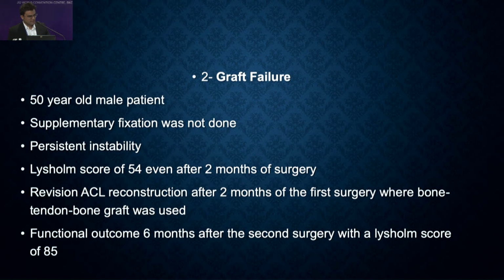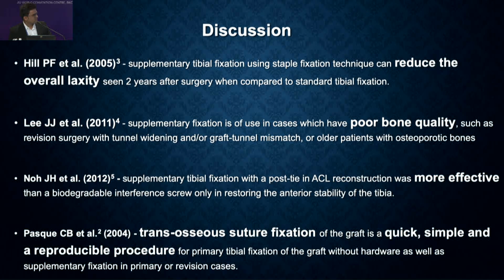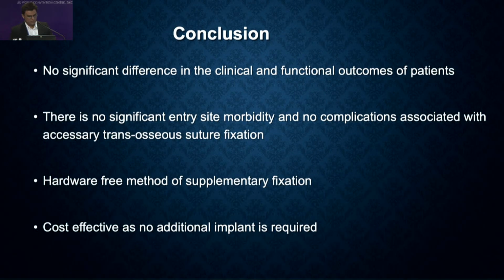This is another case, a 50-year-old male, where supplementary fixation was not done, yet the patient had persistent instability even after 2 months with a Lysholm score of 54, and thus the patient had to be reoperated with revision ACL using BTB graft. There are various other studies which support supplementary fixation, and they advocated it to be done in patients with poor bone quality.